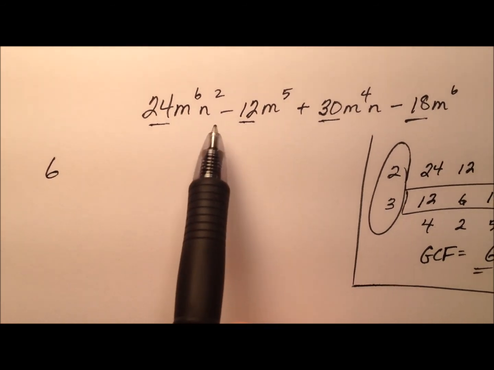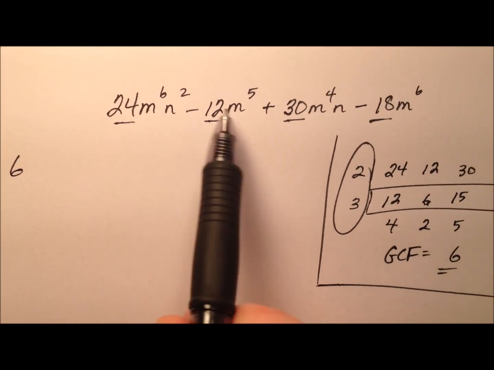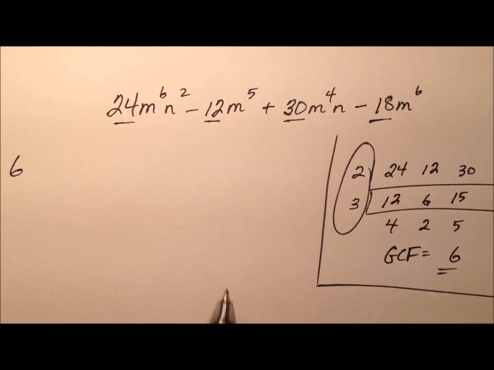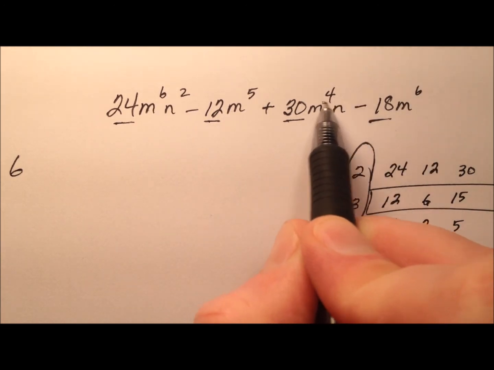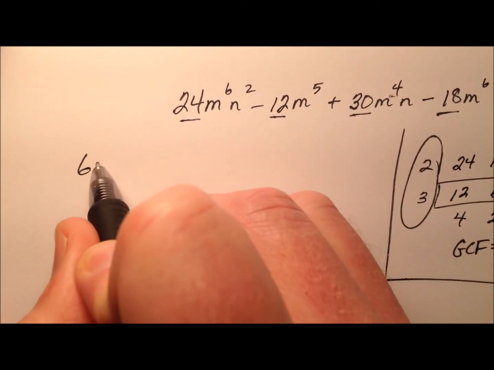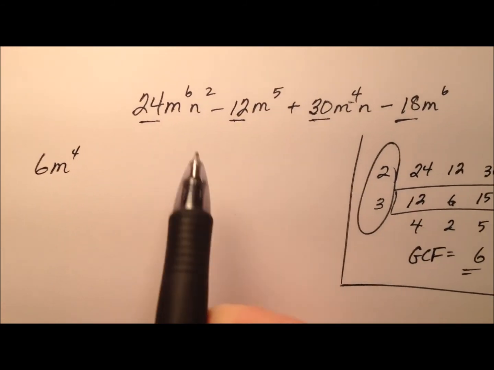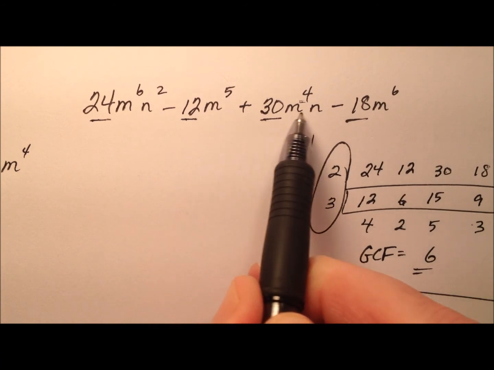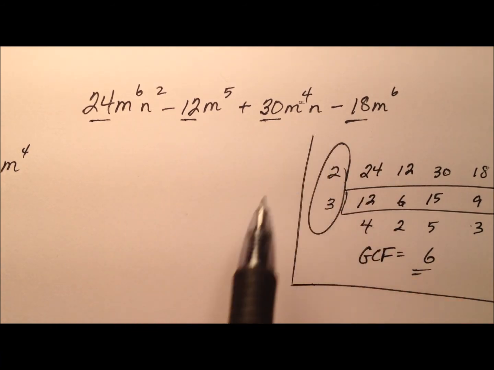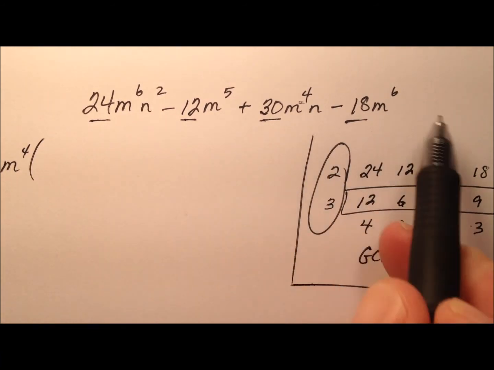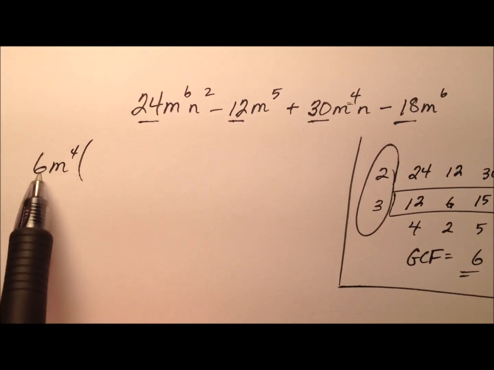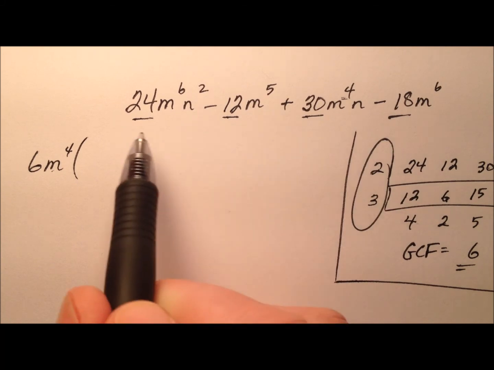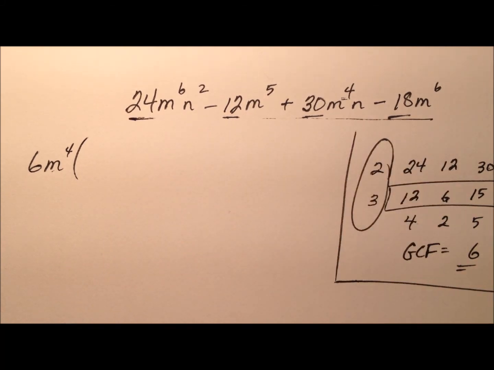And how about the rest of these terms? We have m's in every single term. So m to the 6th, 5th, 4th, and 6th. So 4 is the smallest. So we'll say 6 m to the 4th. And there's an n, but there does not appear to be an n in every single term. So I'm not going to have a greatest common factor that includes an n. Okay, so this is where we are right now, 6m to the 4th. And I'd like to divide that out of all 4 of these terms.